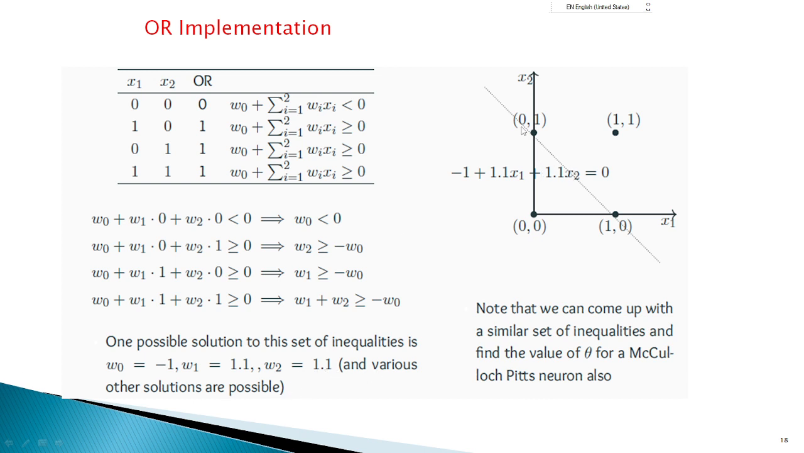So just use this and you can draw a line like this. Now we can come up with a similar set of inequalities and find the value of theta for the MP neuron also. Now this line separates the inputs into two halves. Those which produce 1 will lie on one side and those which produce 0 will lie on the other. So 0 0 alone produces output 0, so this lies on this side, and 0 1, 1 0, 1 1 lie on the other side. They produce 1.